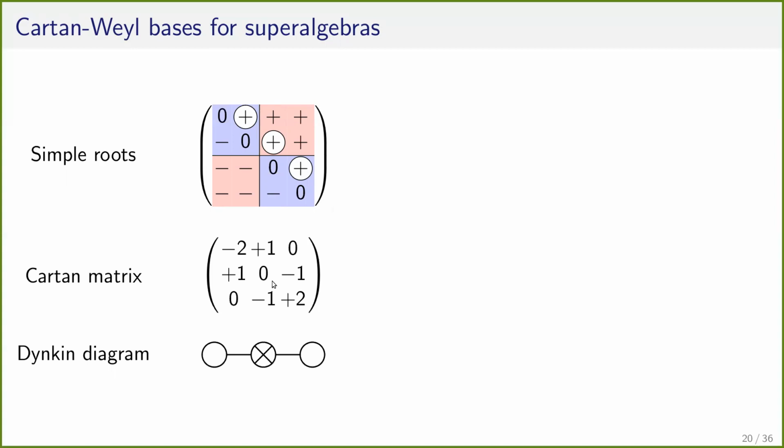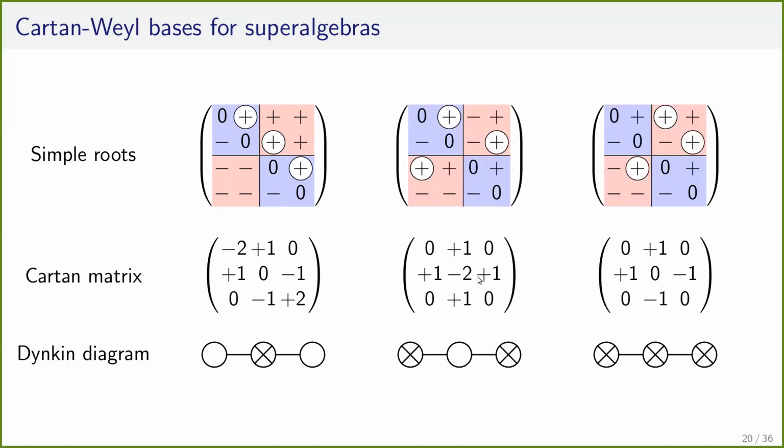So this is the associated Cartan matrix, and this is the associated Dynkin diagram. And here the empty circle denotes a positive simple root, and a circle with a cross denotes a fermionic simple root. So this is one type of Dynkin diagram for SL2/2, but in fact there are two more. So here I wrote down their Cartan matrices and the Dynkin diagrams. So you see that you have an increasing number of fermionic simple roots.